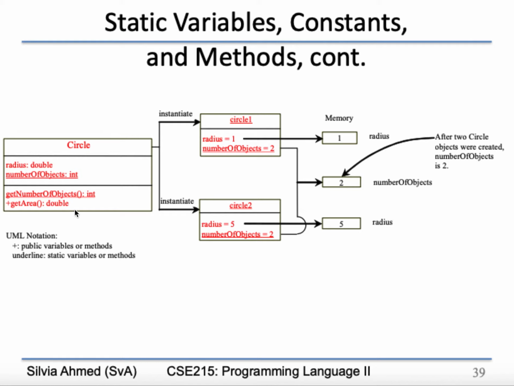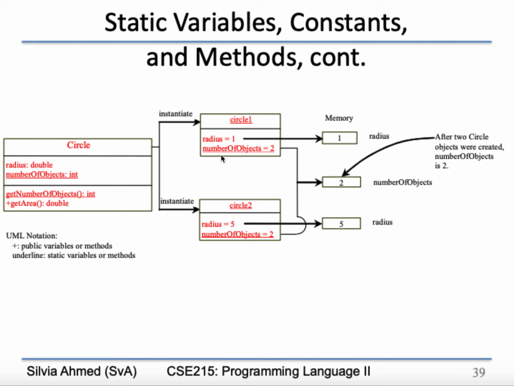From the circle class description, we have this radius as a specific data field for objects, and then we have numberOfObjects, another data field of integer type. We have a method getNumberOfObjects, which does not take any input and has an integer return type. We have this getArea method, which returns a double type value.